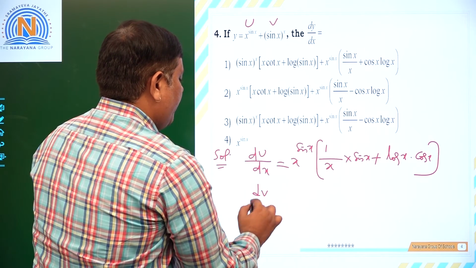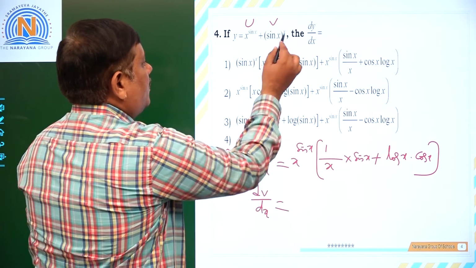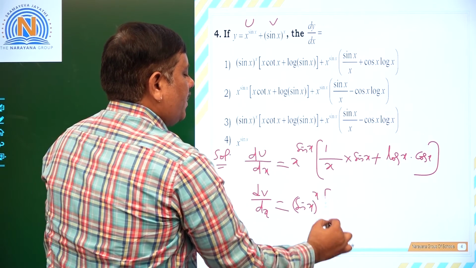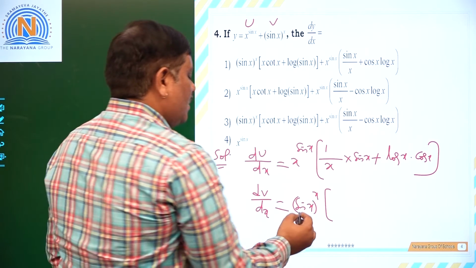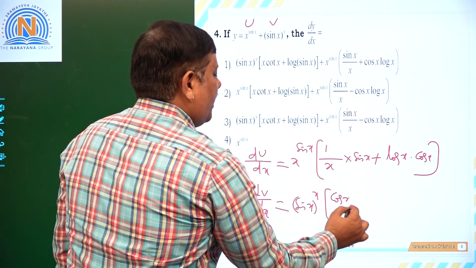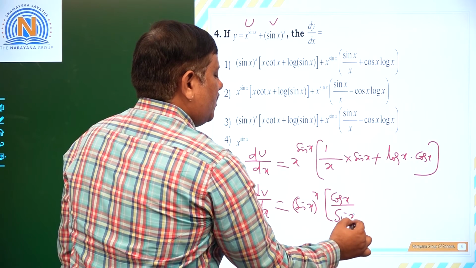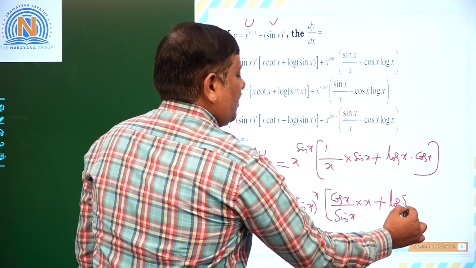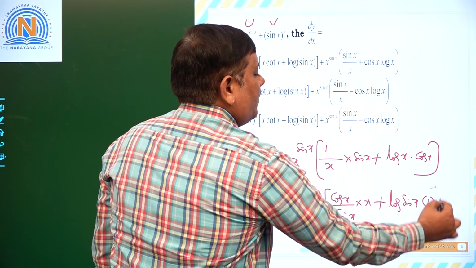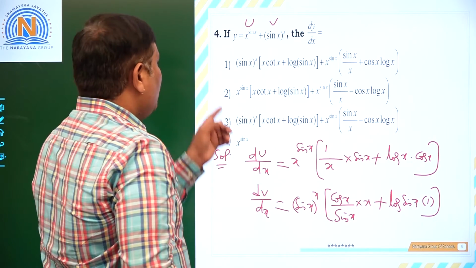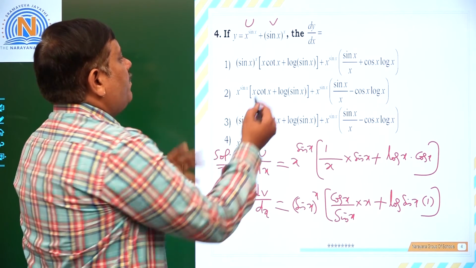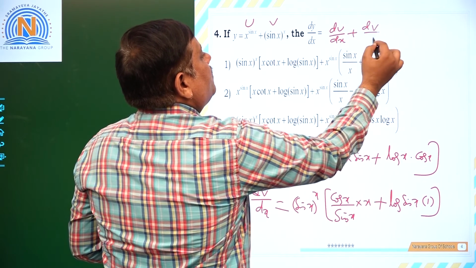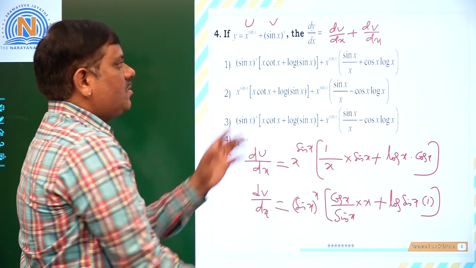Then what is dv by dx? dv by dx is the next function, sin x power x. So here f of x is sin x, and its power g of x is x. So f dash of x, that is cos x by f of x, sin x, into g of x, that is x of course, plus log f of x, that is log sin x, into derivative of g of x, that is 1. So dy by dx is simply du by dx plus dv by dx. Simply add up these two. If I add up these two, the answer is over.